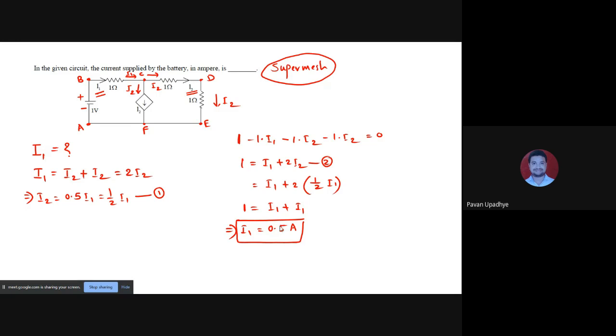One more thing that should be concluded over here is, whenever there is a super mesh, whenever there is a vertical common branch between the two loops, instead of getting two KVL equations, one for each loop, we get only one equation for the super mesh. One equation for the super mesh, and we usually have I1 and I2, two currents for two meshes, and we have only one equation.